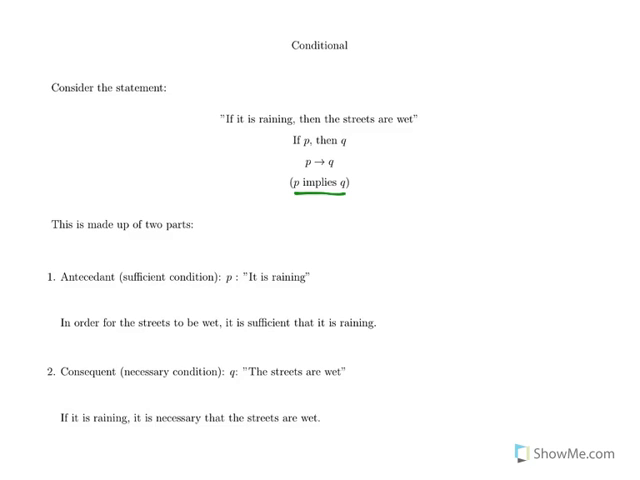But it is sufficient in the argument to say that if it is raining, that's enough to say that the streets are going to be wet. It's the first thing in our conditional. The second thing is called the consequent or the necessary condition. What we can say is that if it is raining, it is necessary that the streets are wet. That initial if statement needs that second thing to be true.